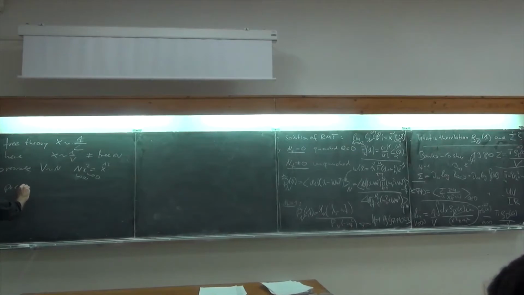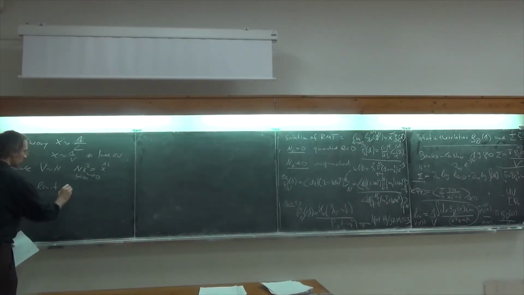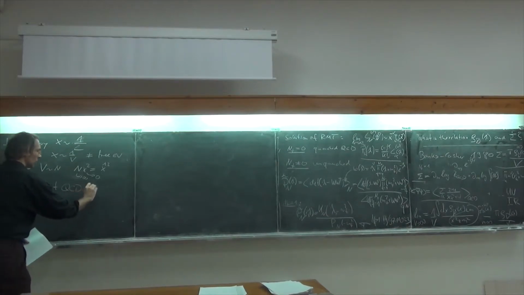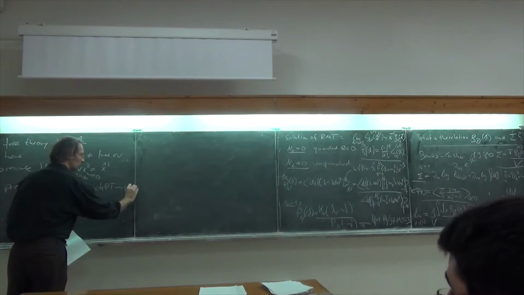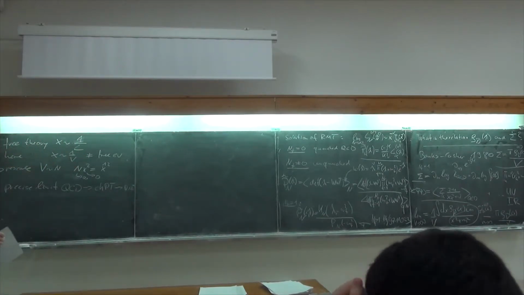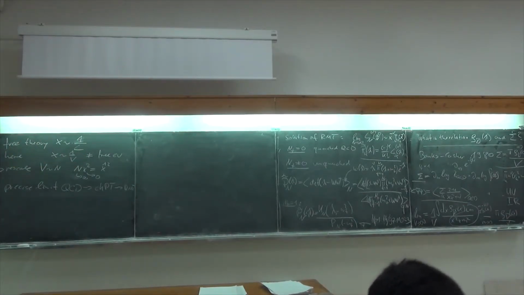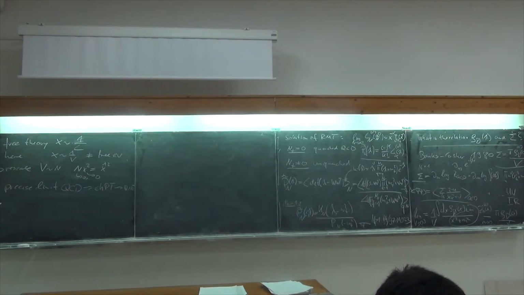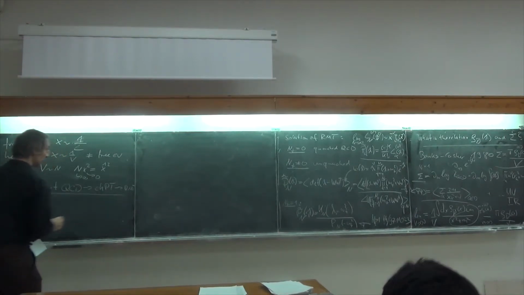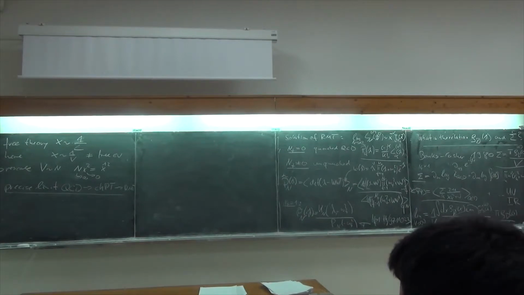The route is going from QCD to an effective field theory called chiral perturbation theory, and then going to the random matrix model. I will verify this relation for the partition function and give you an argument how you would see that also for density correlation functions.